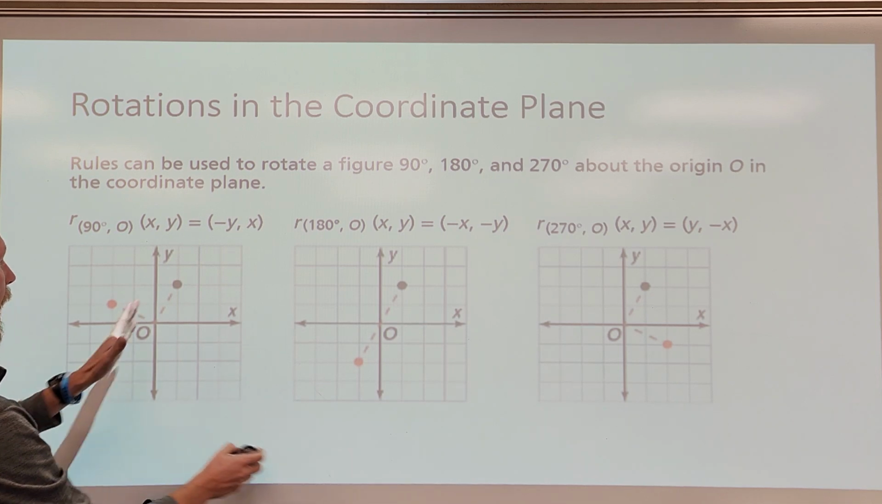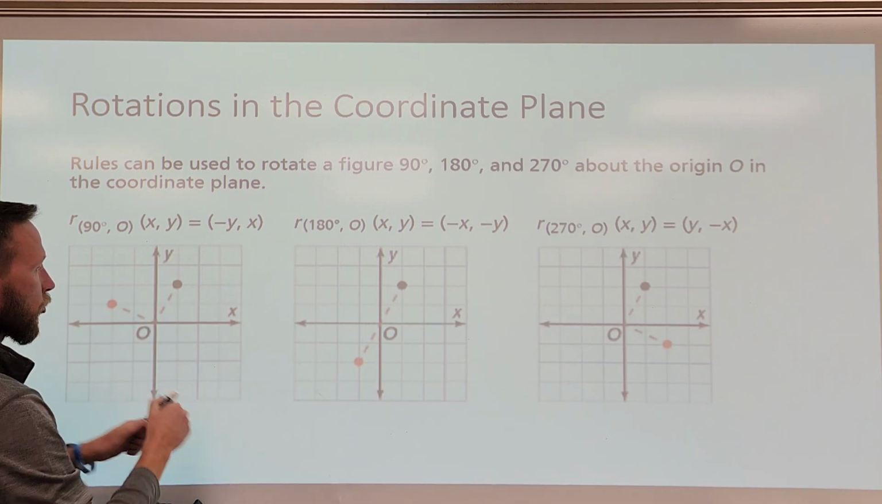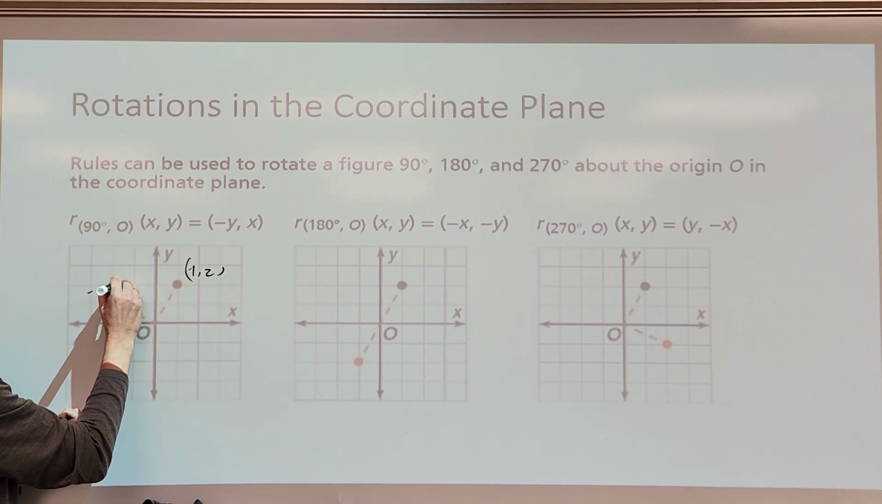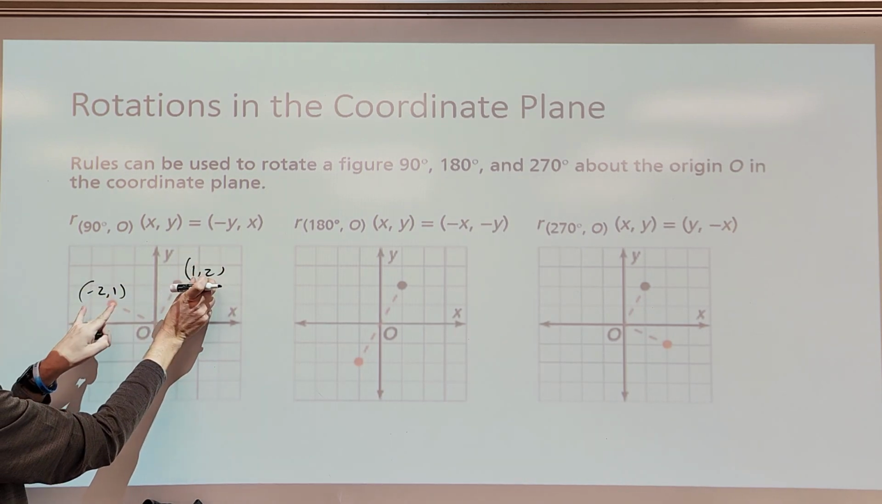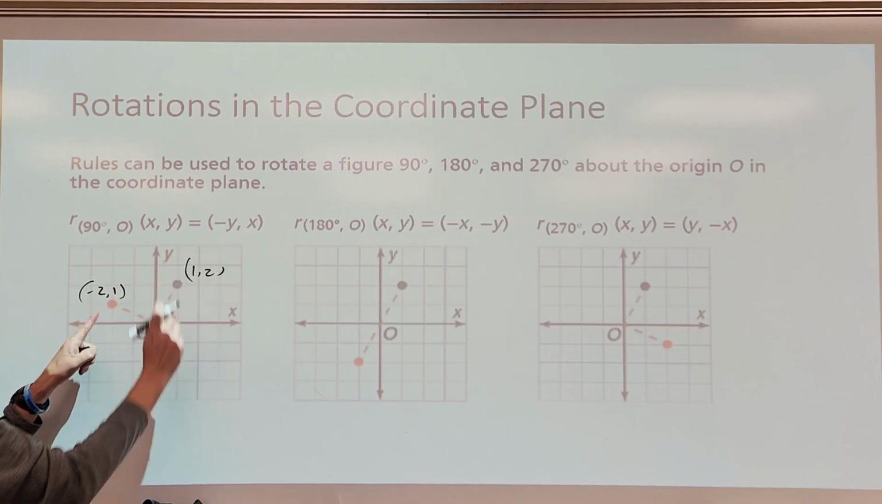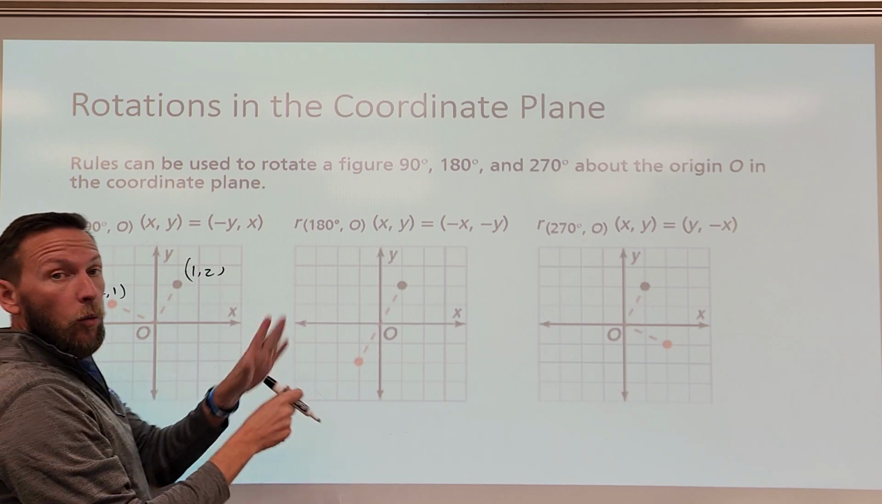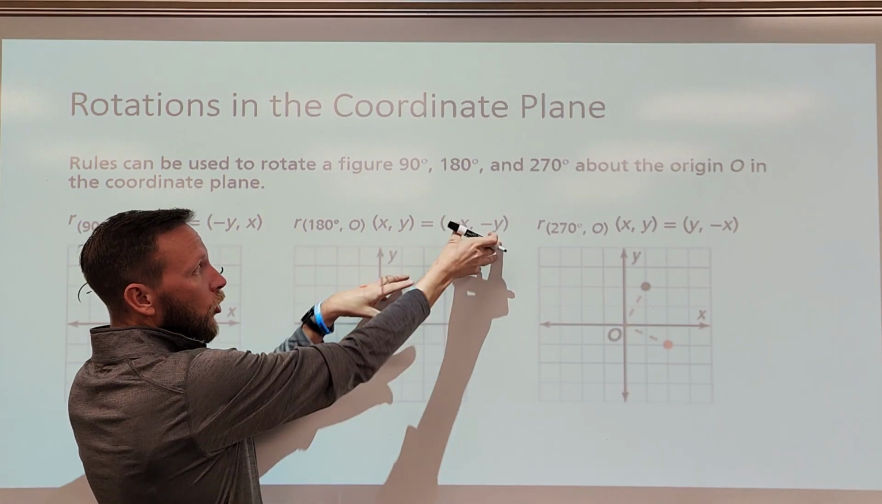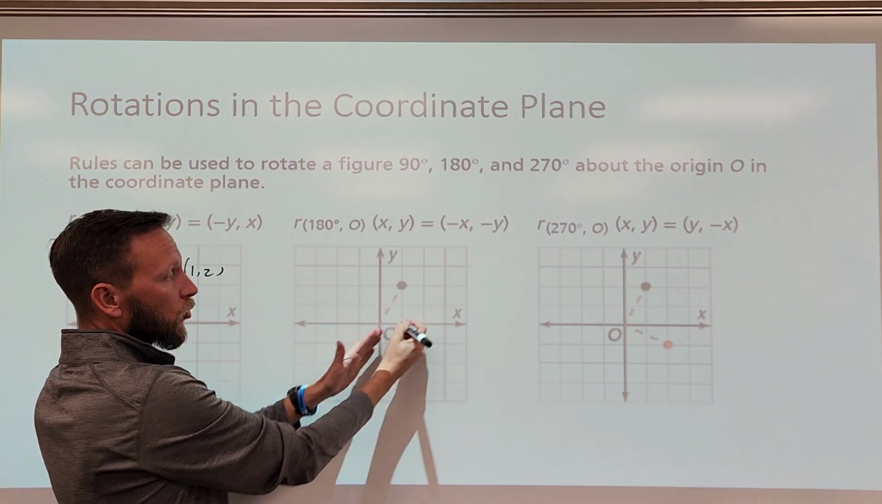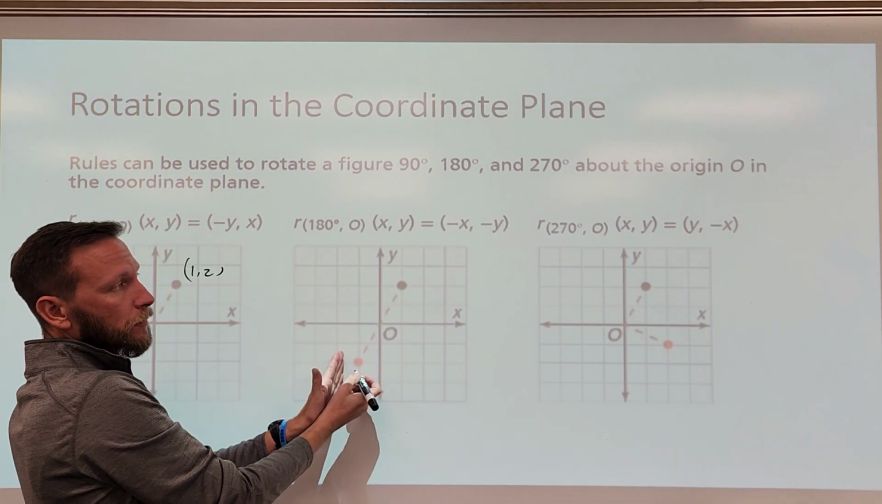So now we have the opposite of the y value, right? This was 1, 2, and now it is -2, 1. We switch their places and we change the sign on the original y value. With rotating 180 degrees, we are doing both the opposite of x, comma, the opposite of y. All right, so this was 1, 2, now it's -1, -2.